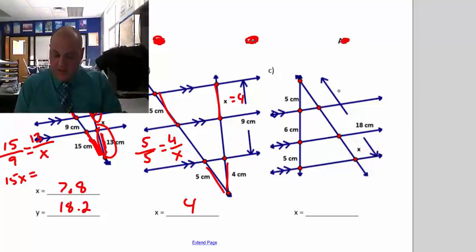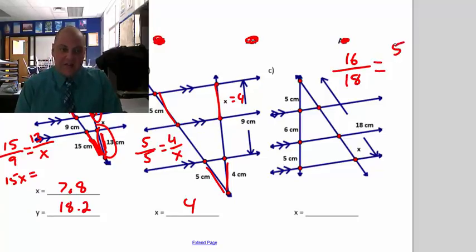This one here is going to be 16 is to 18 as 5 is to x. I did that ahead of time. Where did I get that from?